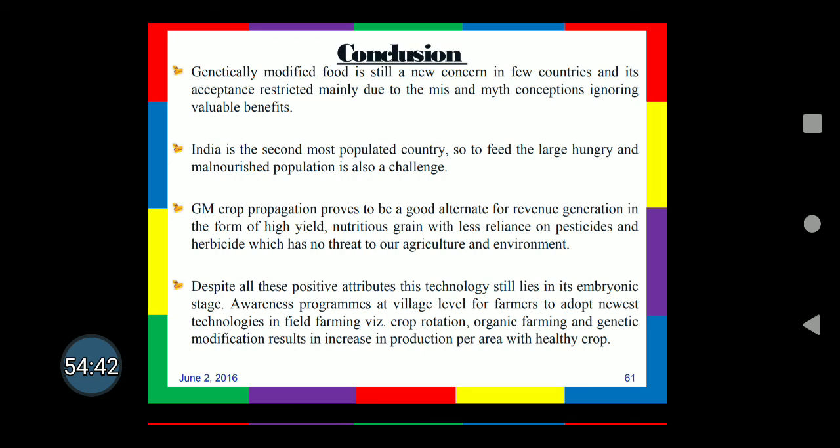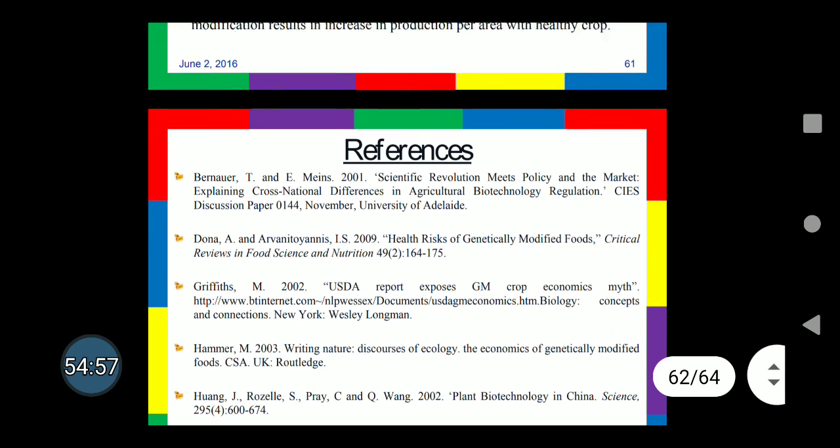Awareness programs at village level for farmers to adopt the newest technology in farming, through crop rotation, organic farming and genetic modification, result in more production per area with healthy crops.